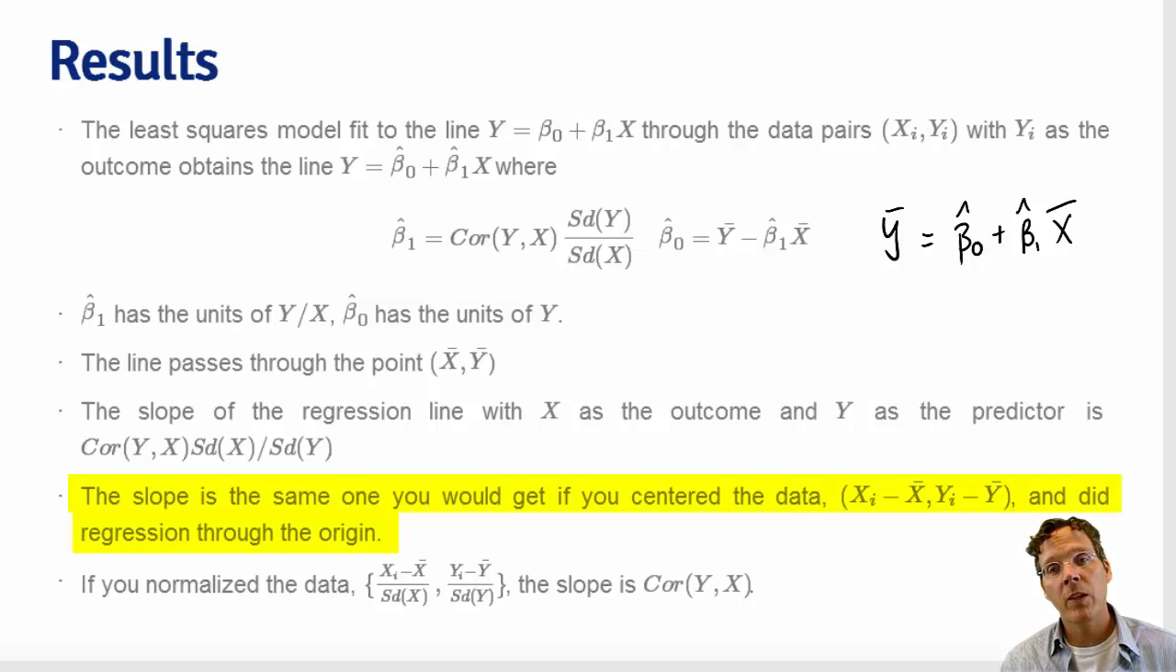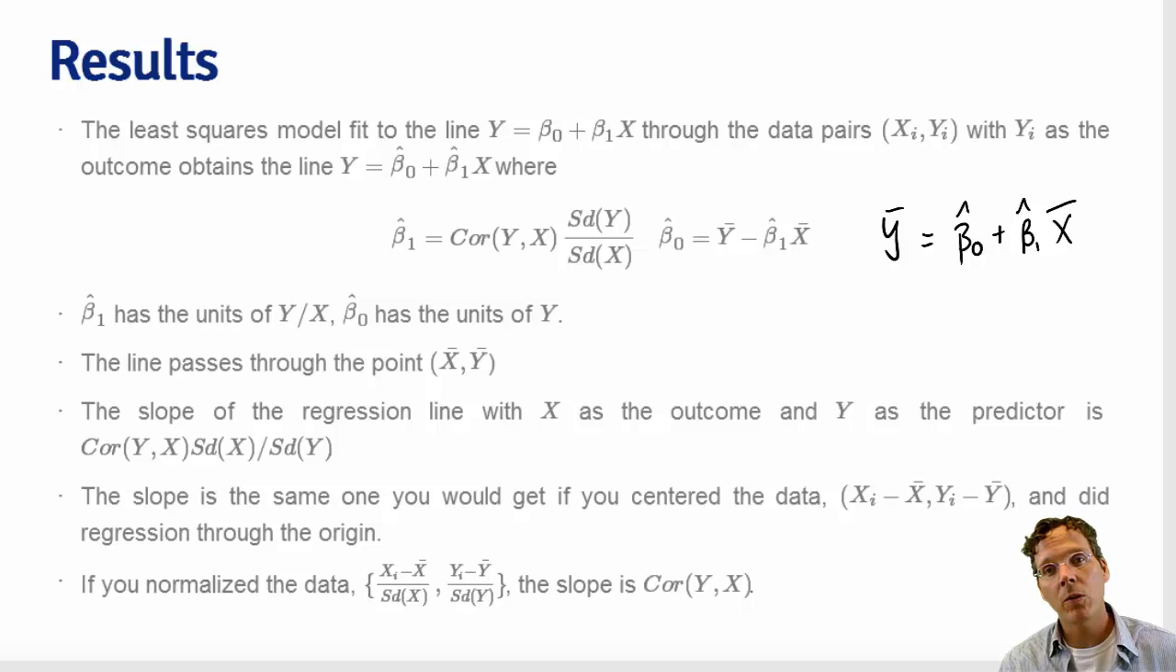The slope is the same if you were to center the data first. In other words, take each xi and subtract off its average, take each yi and subtract off its average, so that now the origin is exactly the mean of the data. And if you were to do regression forcing the line through the origin, you get the same answer.